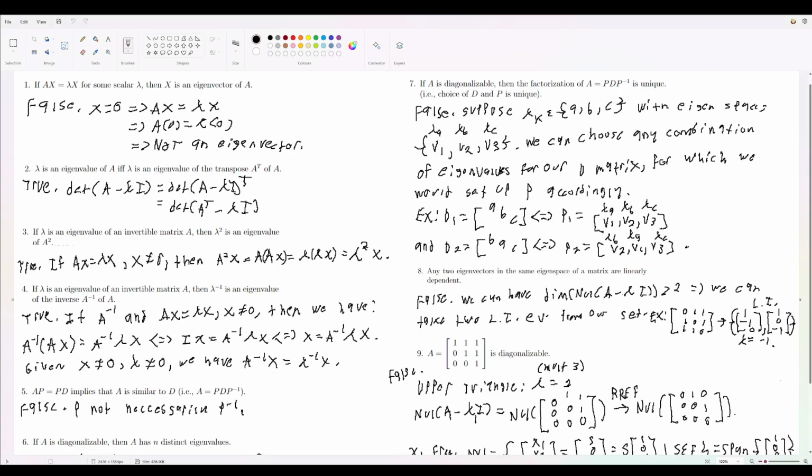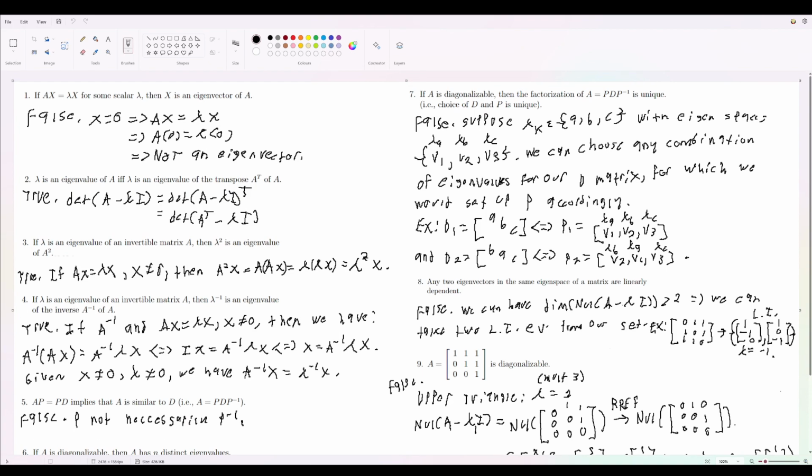Alright, so most of these questions are just really quick one-liners, just true and false, pretty much like a sentence of work. I'm just going to run through them really quick. So 1: if Ax equals lambda x for some scalar lambda, then x is an eigenvector of A.